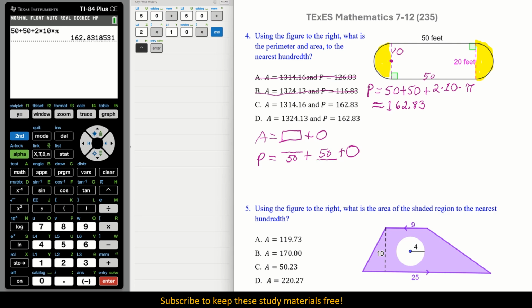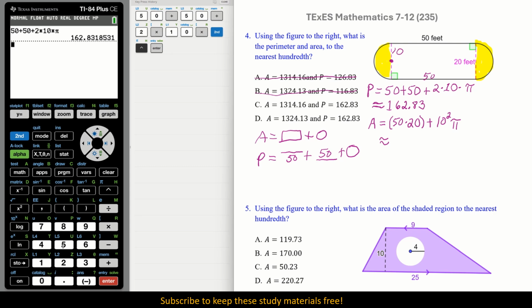Now we need area. Okay, so for the area, we have, right, the area would actually be the 50 times the 20. Then we're adding that to the circle, which is 10 squared pi. And are they leaving it in terms of pi? No, they are not. So that will be an approximate. So we can just enter that in the calculator the way it is. We don't even really need the parentheses, to be honest.